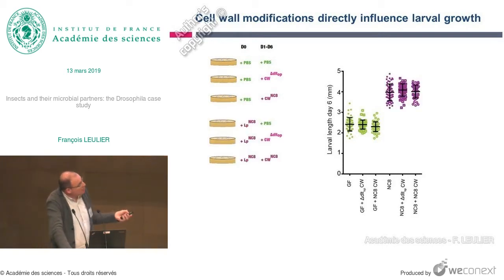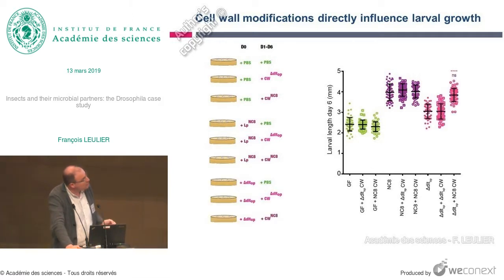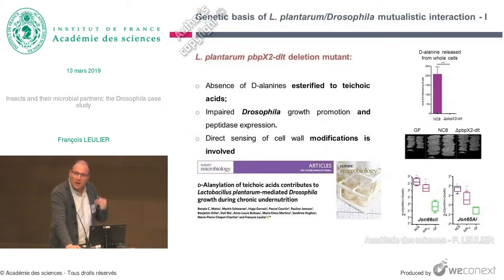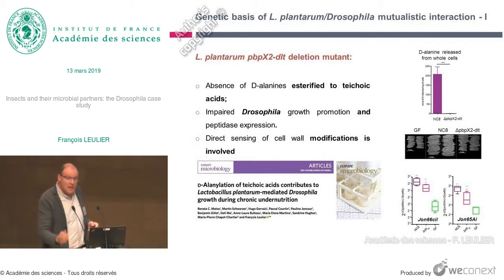We did the same on the animals associated with the wild-type bacteria, and again we couldn't see any difference. What was very interesting is that when we took animals associated with the mutant bacteria, then we could increase their growth-promoting phenotype by adding the wild-type cell wall, but not the mutant cell wall. So that was a clear indication that there is a direct cell wall sensing involved in the phenotype, and other additional signals that we have not yet fully understood.